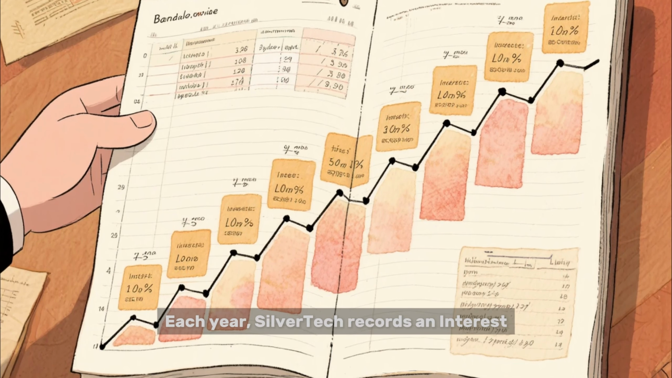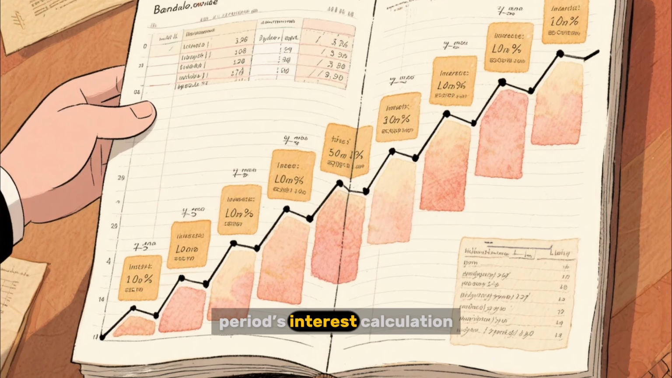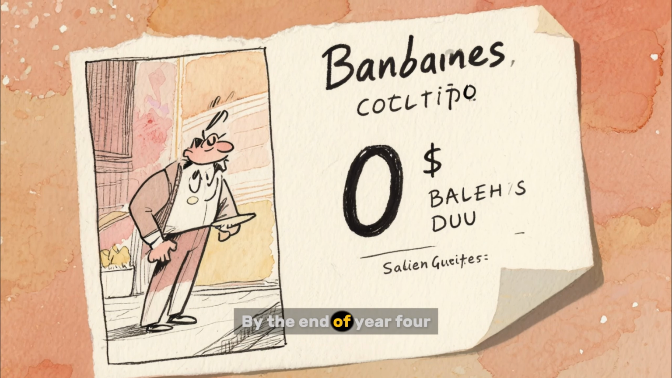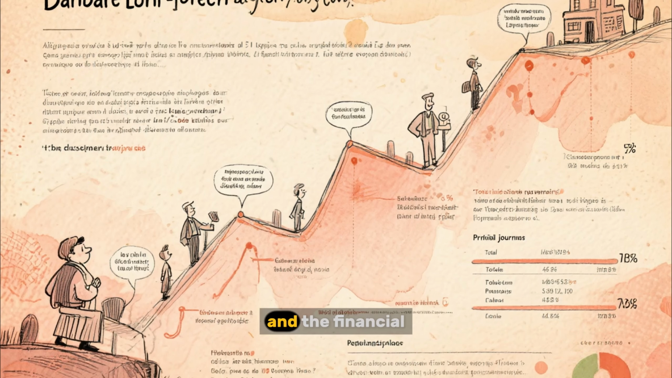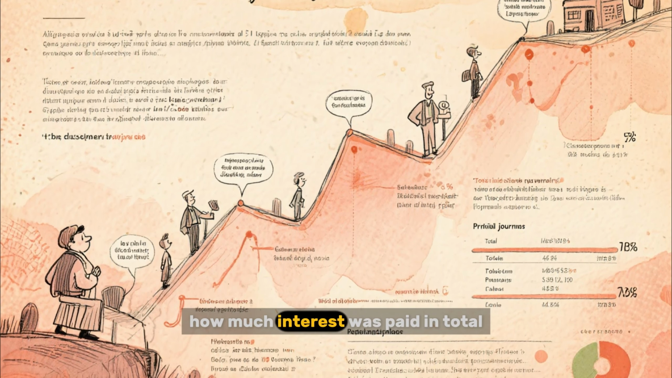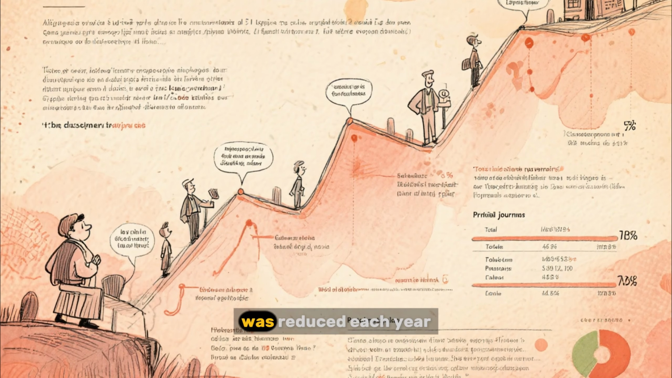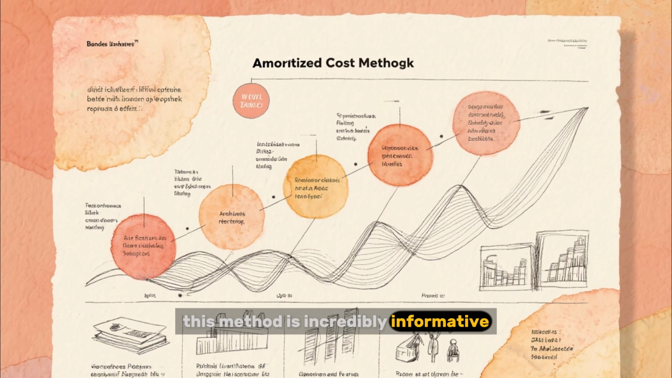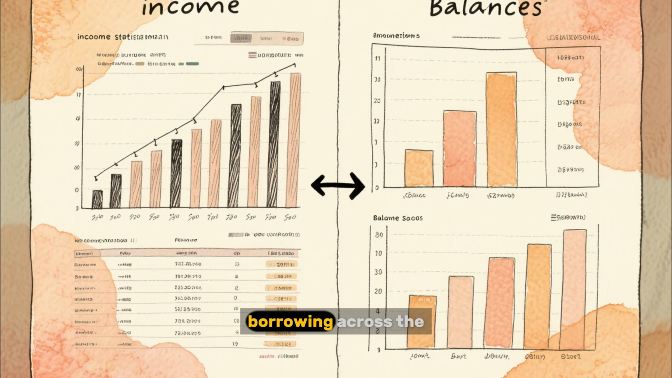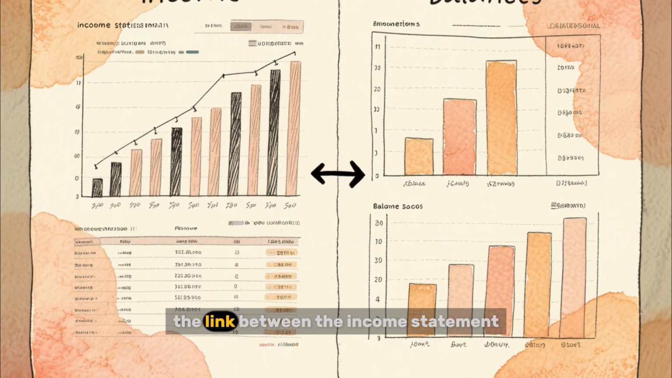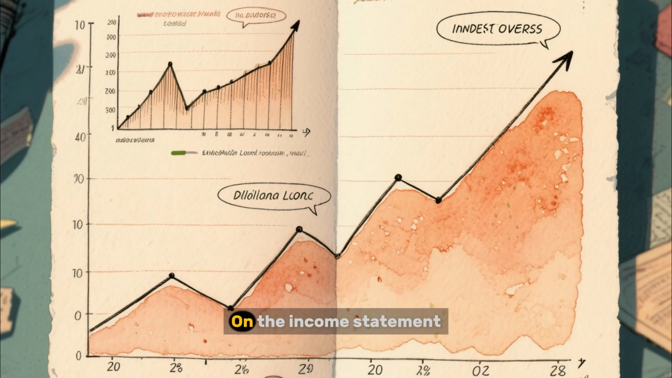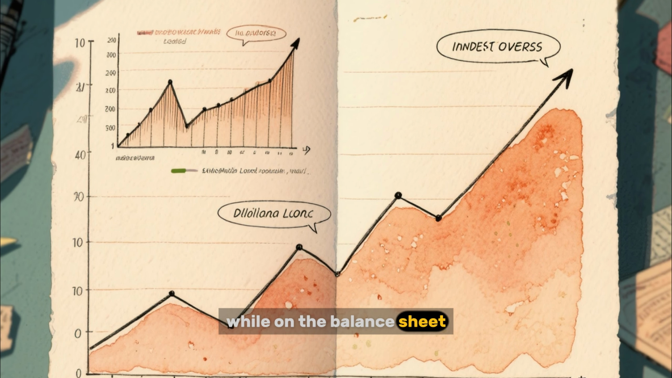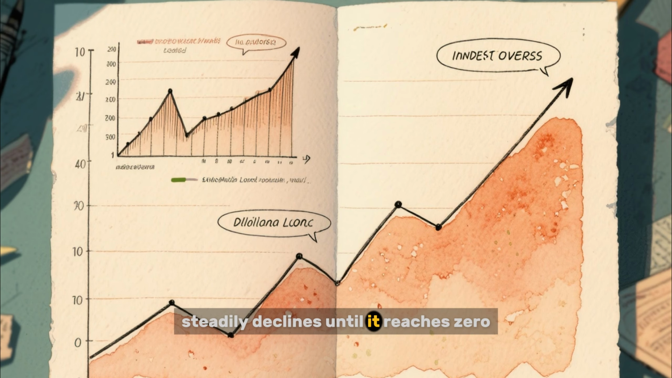Each year, Silvertech records an interest expense equal to that period's interest calculation and reduces the loan liability by the principal amount repaid. By the end of year 4, the loan is fully settled, and the financial statements show exactly how much interest was paid in total and how much principal was reduced each year. From a reporting perspective, this method is incredibly informative. It shows the true cost of borrowing across the loan's life and maintains the link between the income statement and the balance sheet. On the income statement, the interest expense gradually decreases each year, while on the balance sheet, the loan balance steadily declines until it reaches 0.